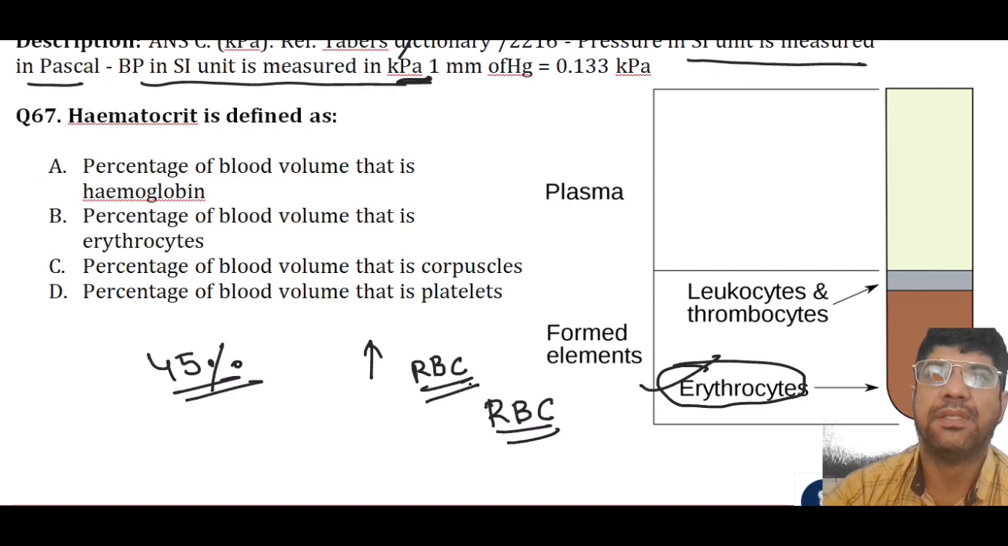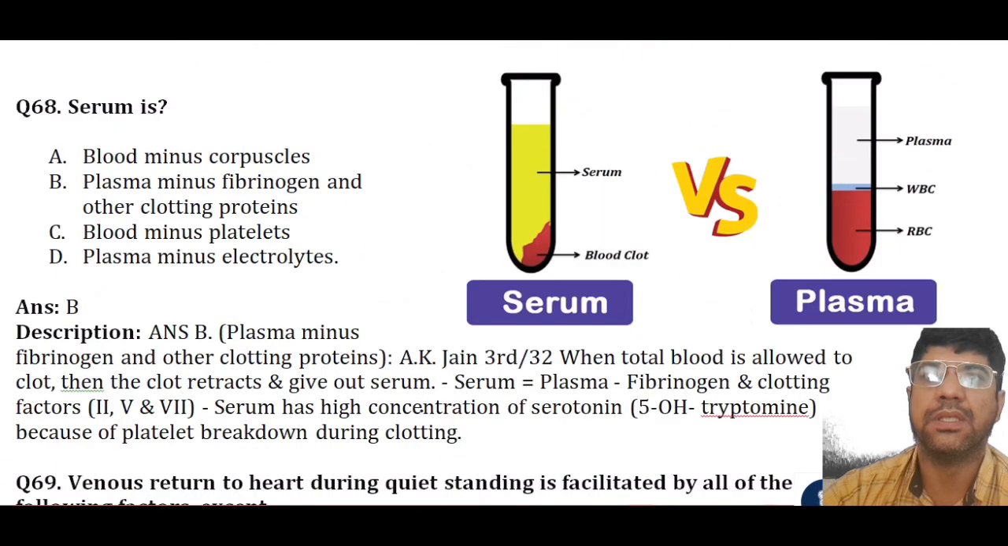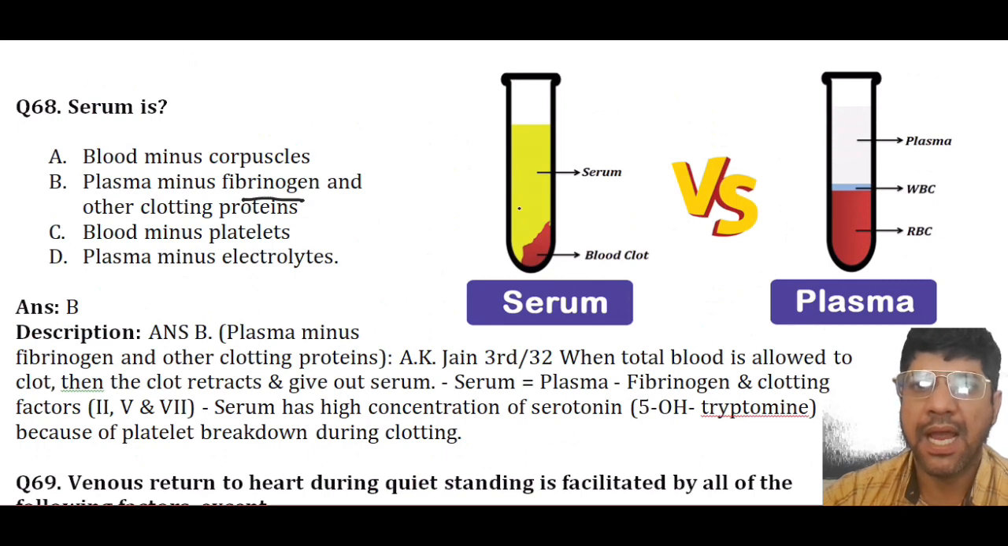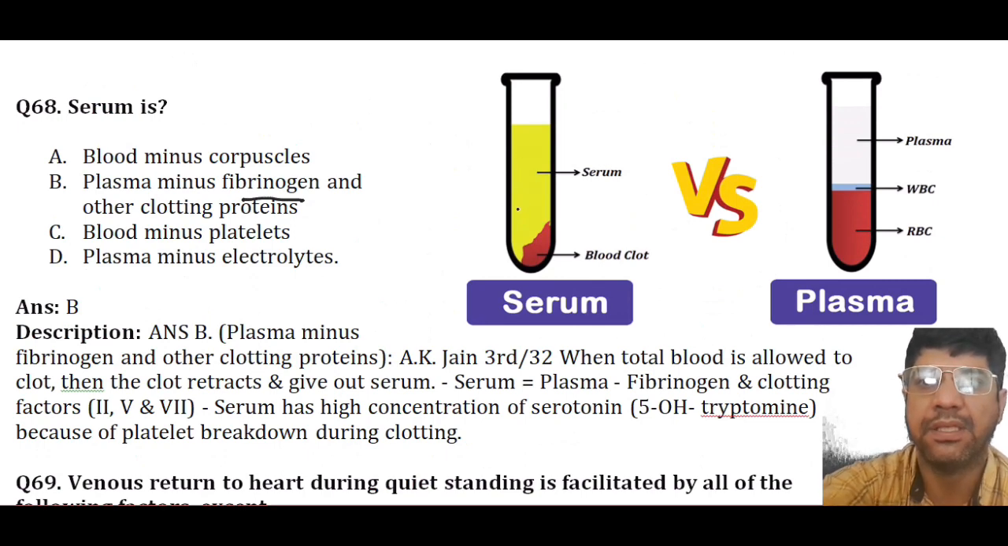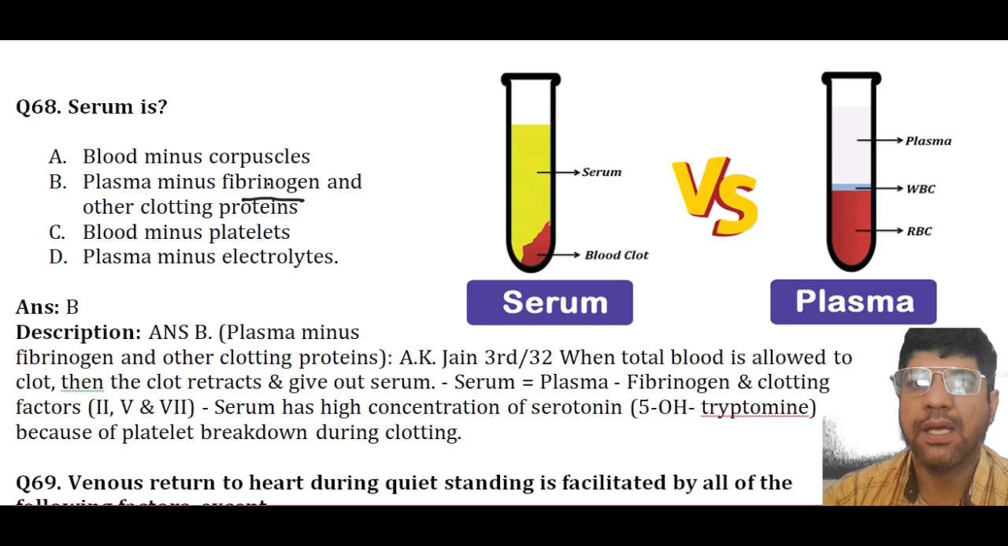What is a serum? Serum is plasma minus fibrinogen. So serum is the plasma minus fibrinogen and other clotting proteins. When blood is allowed to clot and the clot retracts, it releases serum, which is initially the plasma without the proteins involved in blood clotting, that is without fibrinogen and other clotting factors.